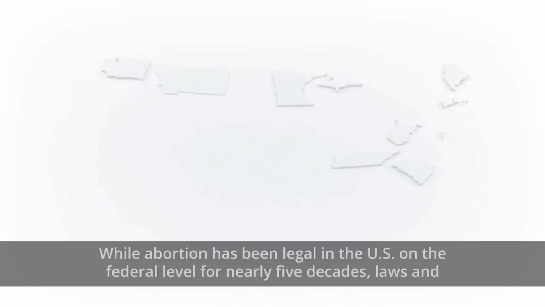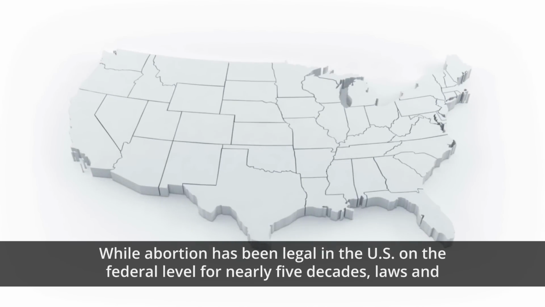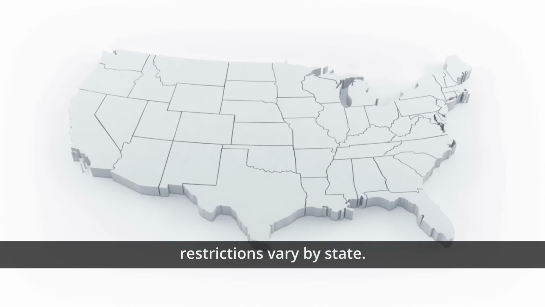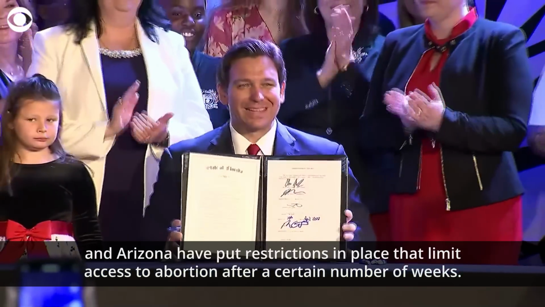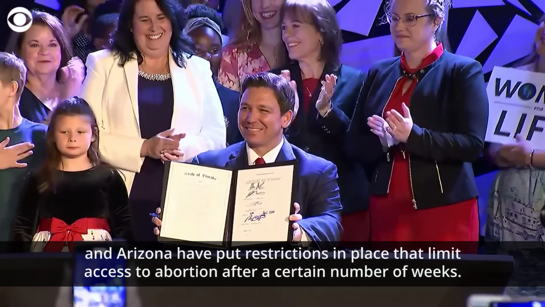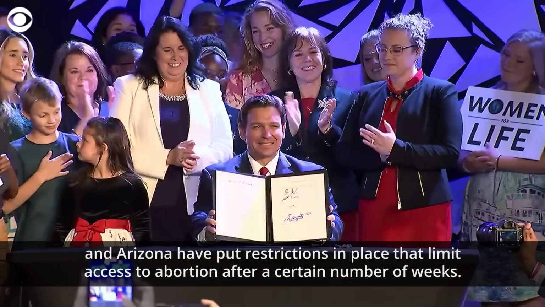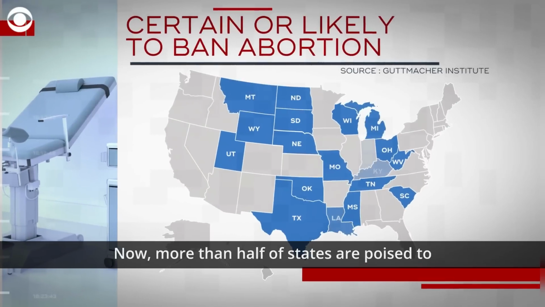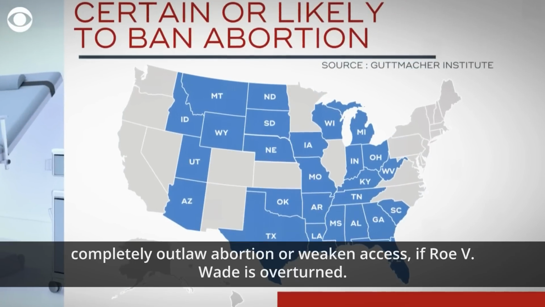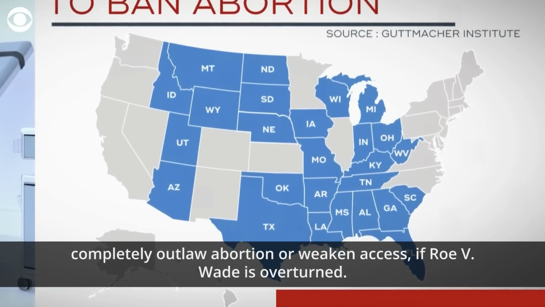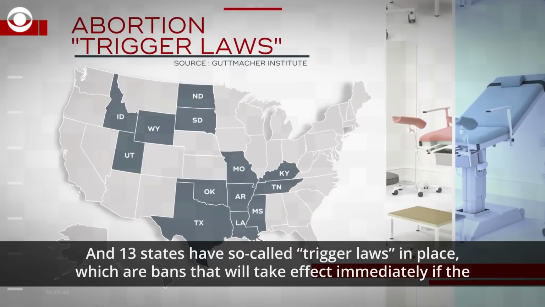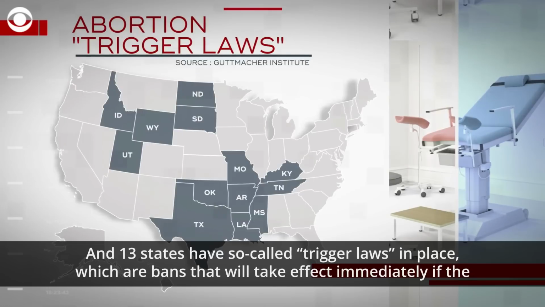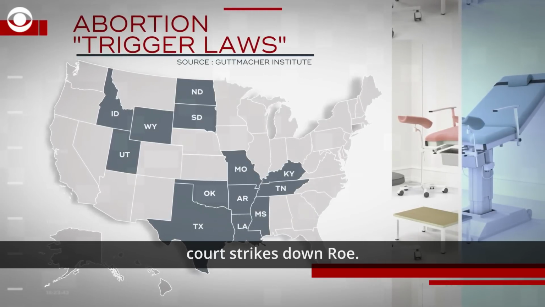While abortion has been legal in the United States on the federal level for nearly 5 decades, laws and restrictions vary by state. Recently, multiple states like Texas, Florida, and Arizona have put restrictions in place that limit access to abortion after a certain number of weeks. Now, more than half of states are poised to completely outlaw abortion or weaken access if Roe v. Wade is overturned. And 13 states have so-called trigger laws in place, which are bans that will take effect immediately if the court strikes down Roe.